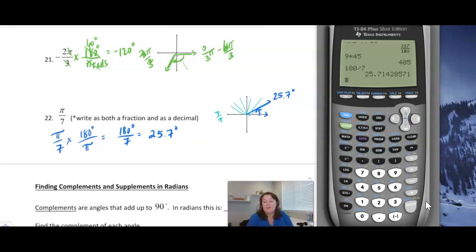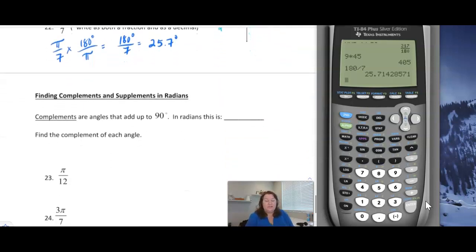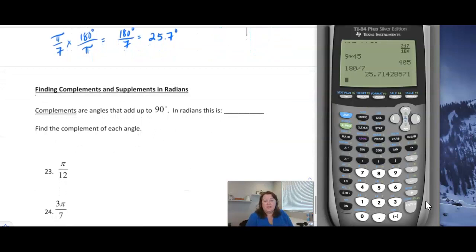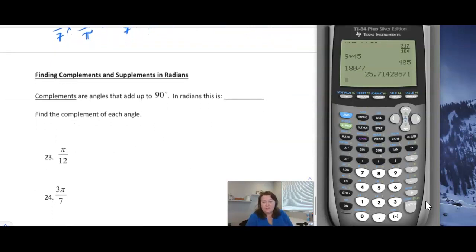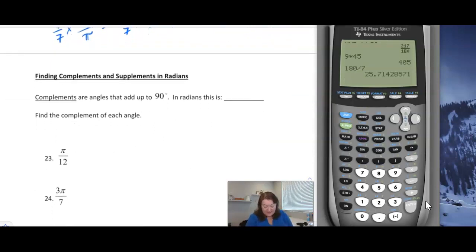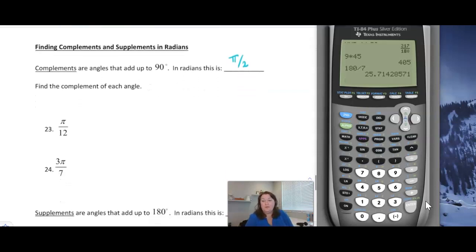Ugh, 7 is hard. All right, so how about finding complements and supplements in radians? It's really just making the adjustment to going from degrees to everything else. So in complements, angles that add up to 90 are called complements. In radians, they just have to add up to pi over 2. So if I'm looking for find the complement of each angle, I'm trying to figure out what do I have to add to this to get pi over 2.